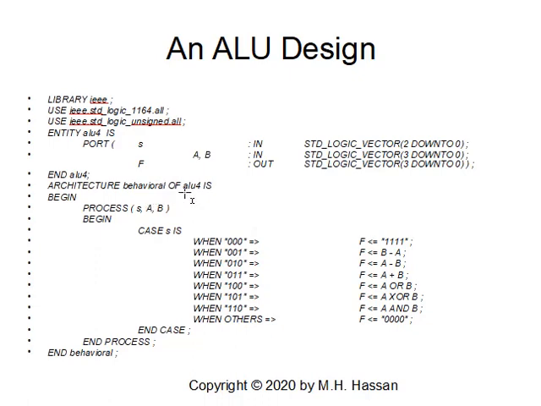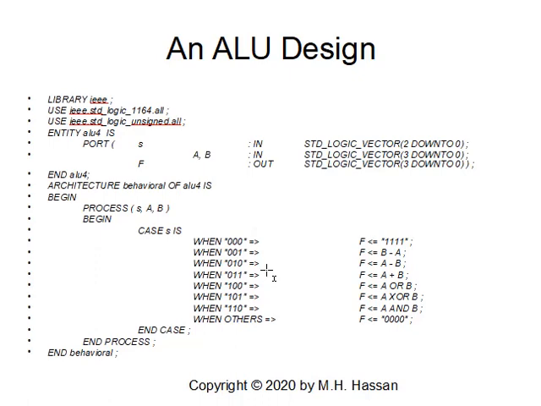Architecture behavior of ALU is begin, process. The sensitivity list of the process is S, A, and B, because those are the inputs and the signals that change. Okay, begin. Case S is when S is 0, 0, 0, F will be all ones. You can define any functions for F. We need to define F all ones. And when S is 0, 0, 1, F will be B minus A. So B minus A will be assigned to F. A minus B will be assigned to F when 0, 1, 0, and so on and so forth.